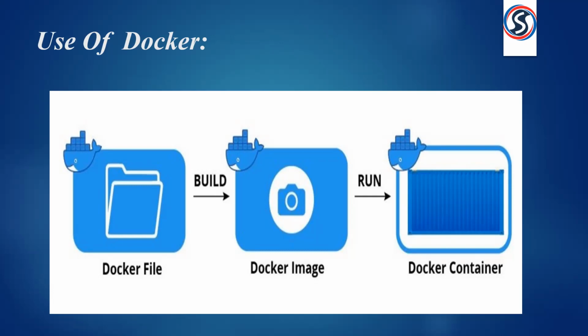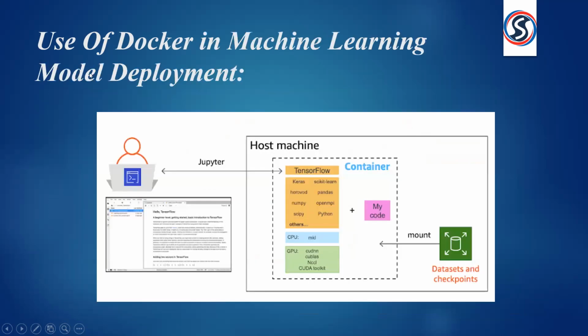And what is the Dockerfile? The Dockerfile contains all the code to set up a Docker container, from downloading the Docker image to setting up the environment. It contains all the setup code. You can think of it as describing the complete operating system installation of the system that you want to run. Now, what is the use of Docker in machine learning model deployment?